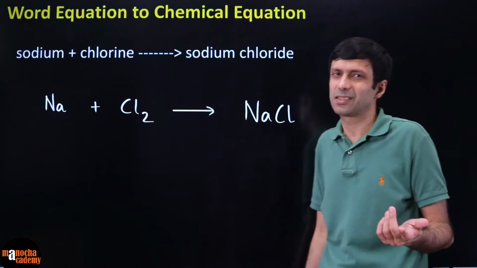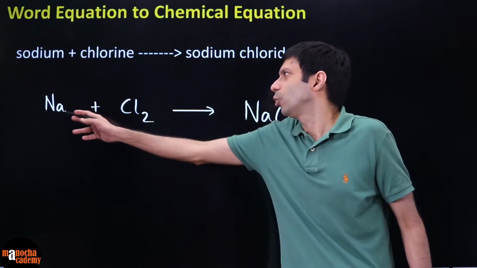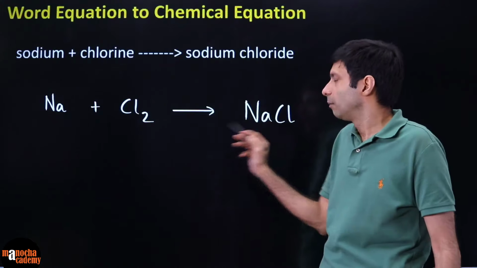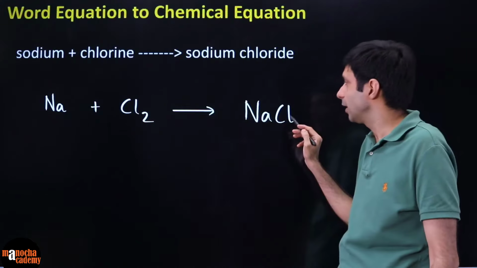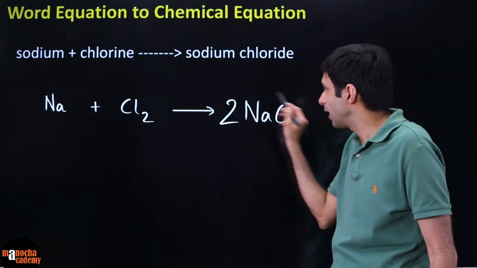And of course, the last thing is we have to check the balancing. See, sodium is balanced, one atom here, one here. But chlorine is 2 atoms here, only one here. So I need to multiply this entire thing by 2.